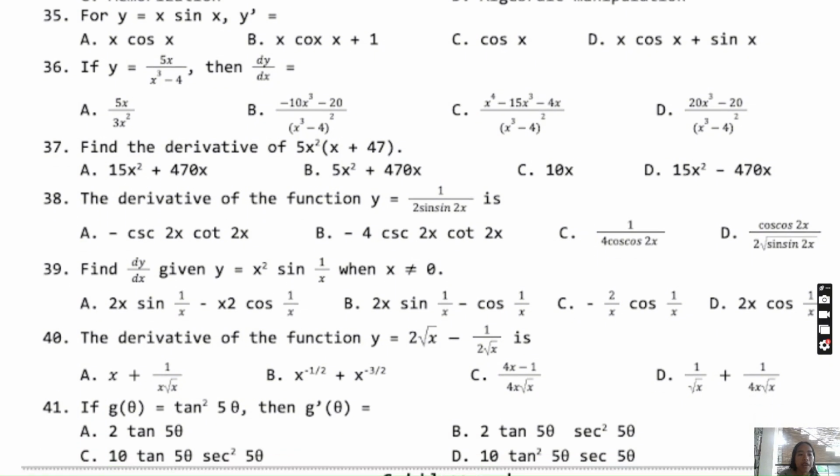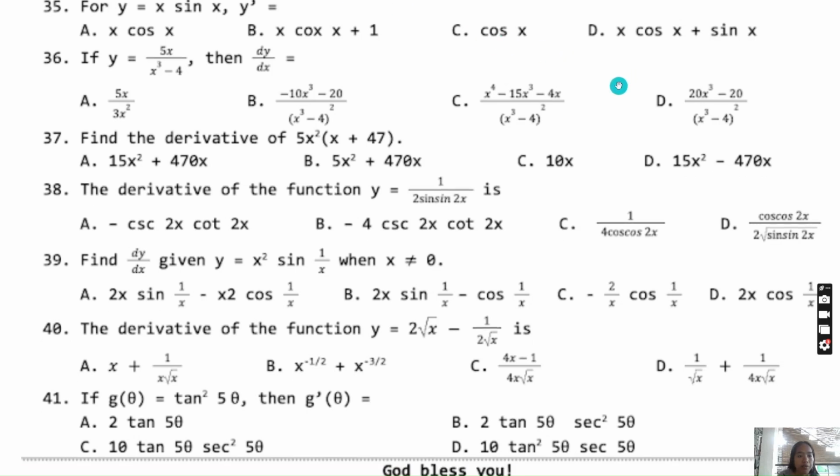So we are now in number 35. For y is equal to x sine x, then the derivative of y, or y prime, is equal to letter D, x cos x plus sine x. Yes, that is the correct answer. Because when we manipulate this one to find the derivative, we will arrive at letter D.